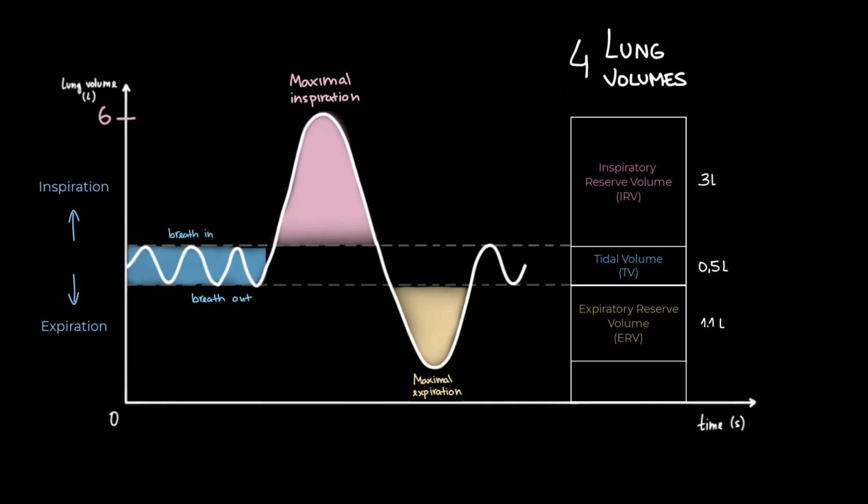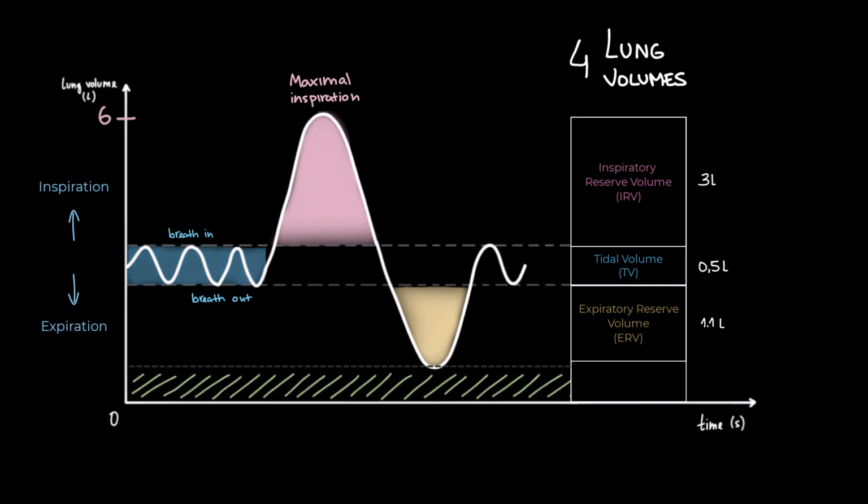Finally, no matter how hard you try to breathe out, there's always some air that stays in your lungs. This is called the residual volume, or RV. It's the air that you can't exhale even with your strongest effort. This residual air is essential because it keeps your alveoli open, preventing them from collapsing and helping them maintain continuous oxygen exchange between breaths. It's about 1.2 liters. So these are the 4 lung volumes.